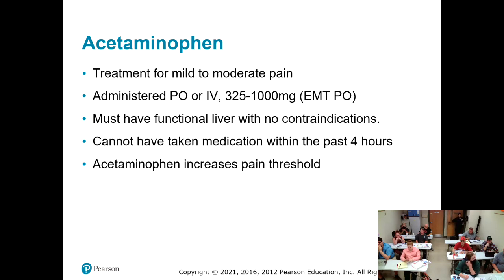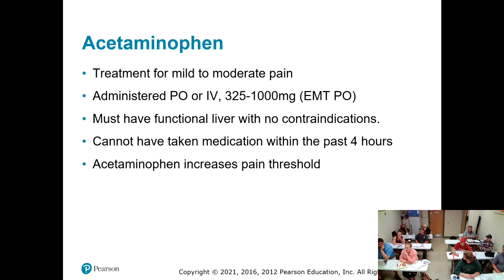The main purpose of acetaminophen is that it just increases our pain threshold, kind of what we talked about before. We have prostaglandins that stimulate swelling and inflammation, which causes our nerve endings to trigger pain basically, and acetaminophen just increases that pain threshold.